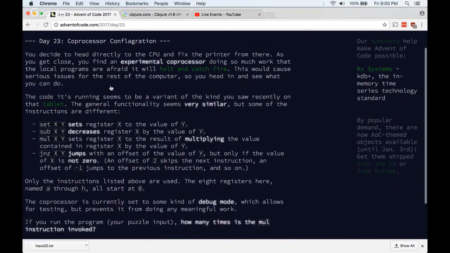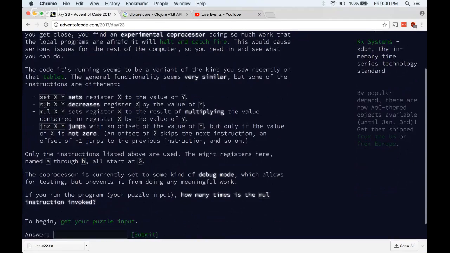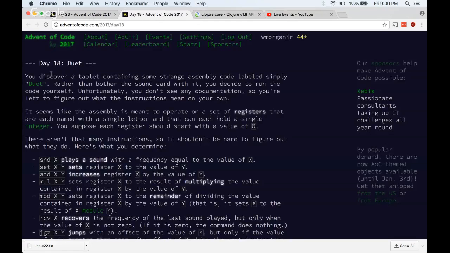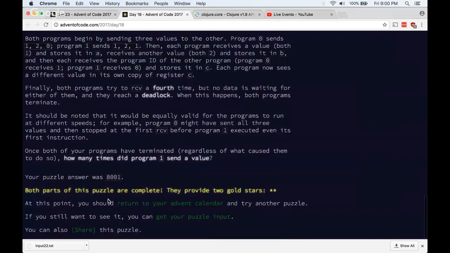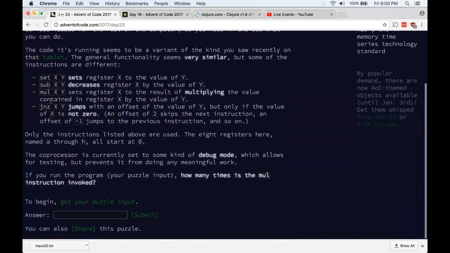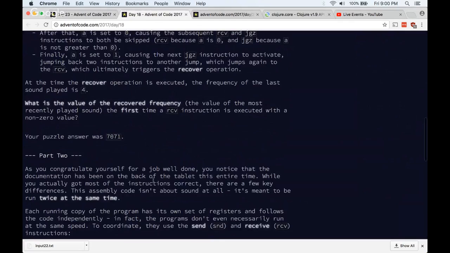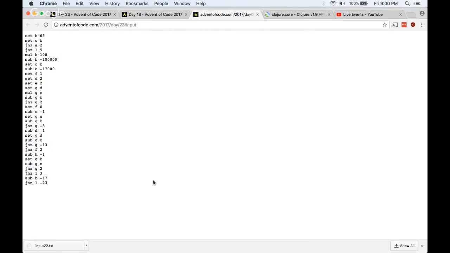Experimental coprocessor. All right. Set, sub, that tablet. Okay. So this was, okay, I remember this. General functionality, some of the instructions are different. 8 registers, some kind of debug mode. If you run the program, how many times is the mul instruction invoked? All right.